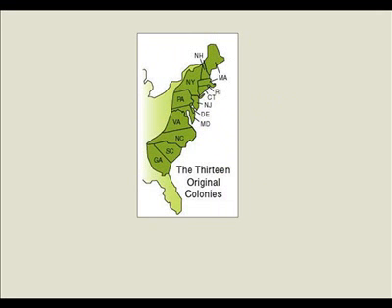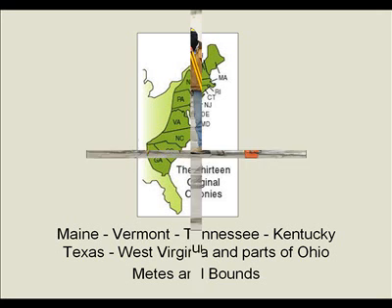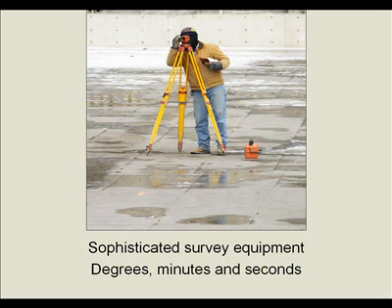Land in the original 13 colonies, plus Maine, Vermont, Tennessee, Kentucky, Texas, West Virginia, and parts of Ohio were surveyed with the meets and bounds surveying system. The other states used the rectangular survey, which we will review in a few minutes. Today, we have sophisticated survey equipment to determine measurements and the angles can be measured in degrees, minutes, and seconds.